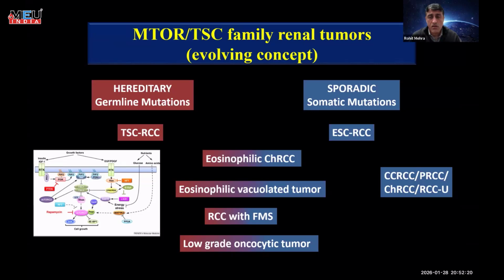No study or no talk can be complete today without at least briefly mentioning the mTOR-TSC family of renal tumors. This is an evolving concept as I speak, and mTOR-TSC family dysfunction can get implicated in kidney cancer both at the hereditary level or at the sporadic level. And these are currently the tumors where we think the mTOR-TSC family tends to play a very important role, which includes eosinophilic pattern of chromophobe, eosinophilic vacuolated tumor, RCC with FMS, low-grade oncocytic tumor.